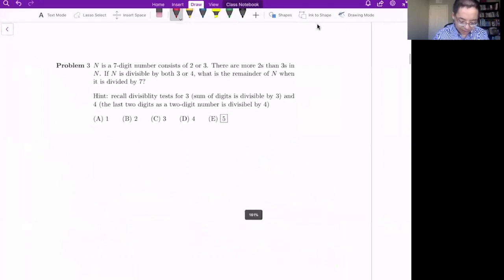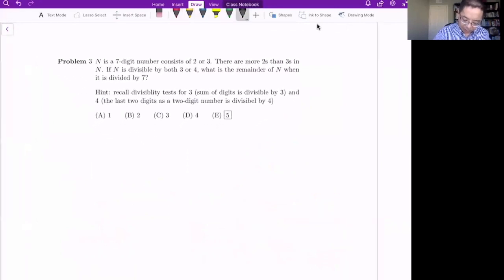Now let's do problem number 3. Problem number 3 says we have a 7-digit number, so it's 1, 2, 3, 4, 5, 6, 7. We know the number consists of either 2 or 3, and there are more 2's than 3's, and it's divisible by 3 and 4.